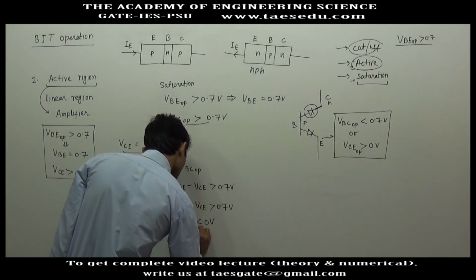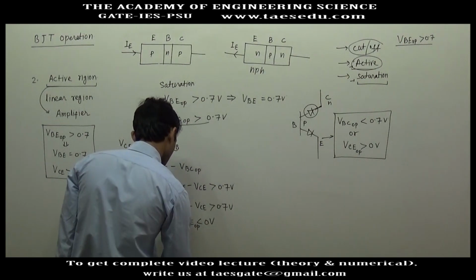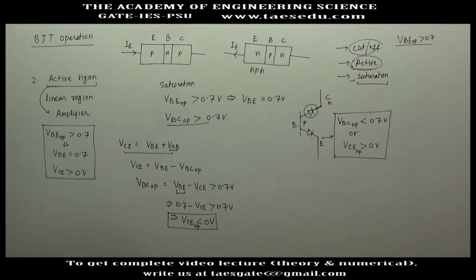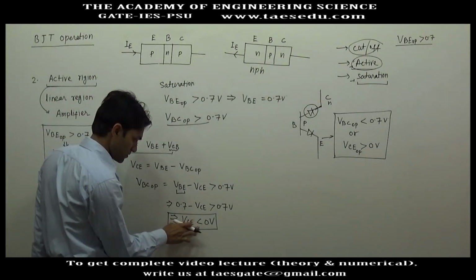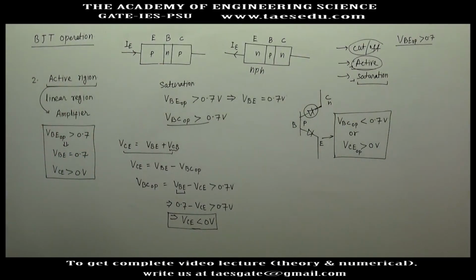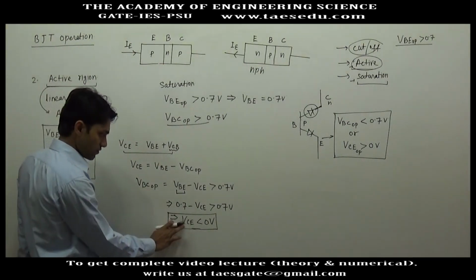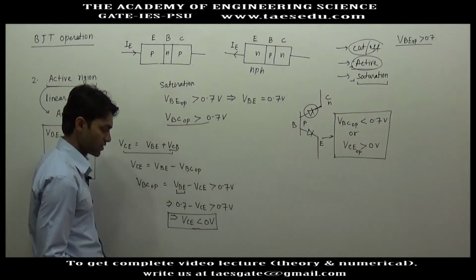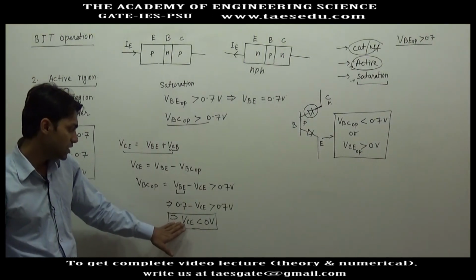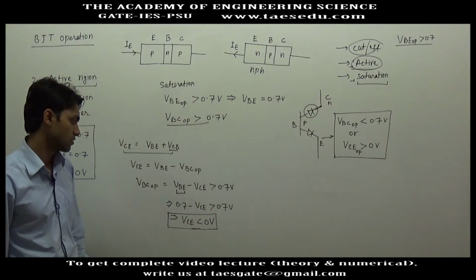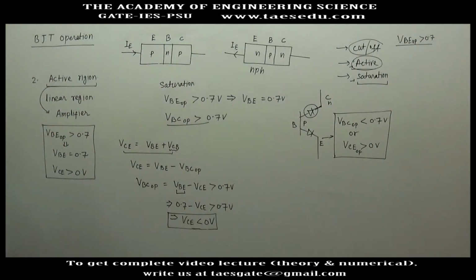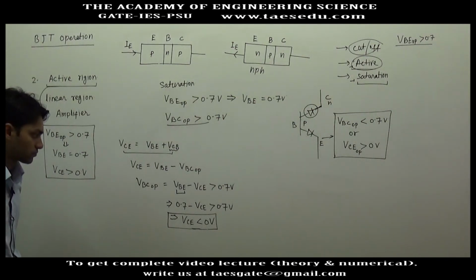This is VCE open circuited. This must be less than 0 volt. Or better to write simply VCE less than 0 volt. This is just to check. VCE must be less than 0 volt. In actual condition, VCE can never be less than 0 volt. Even if the transistor operates in saturation region, the VCE cannot be less than 0 volt.